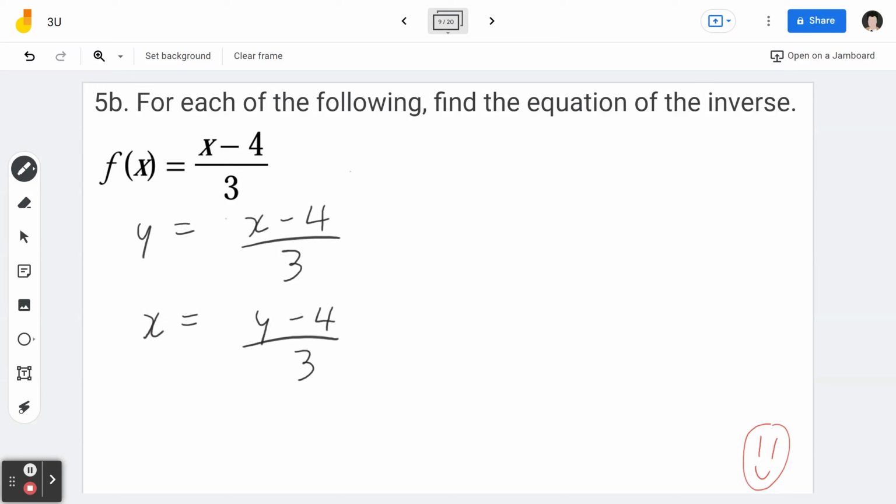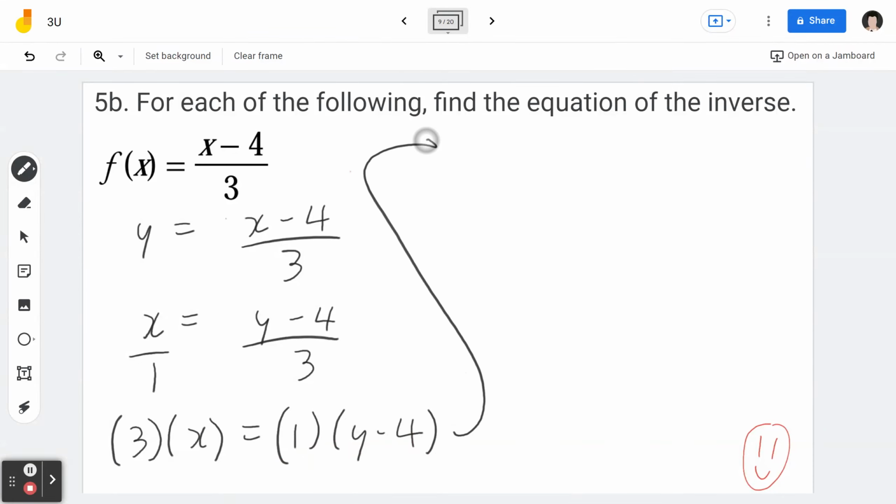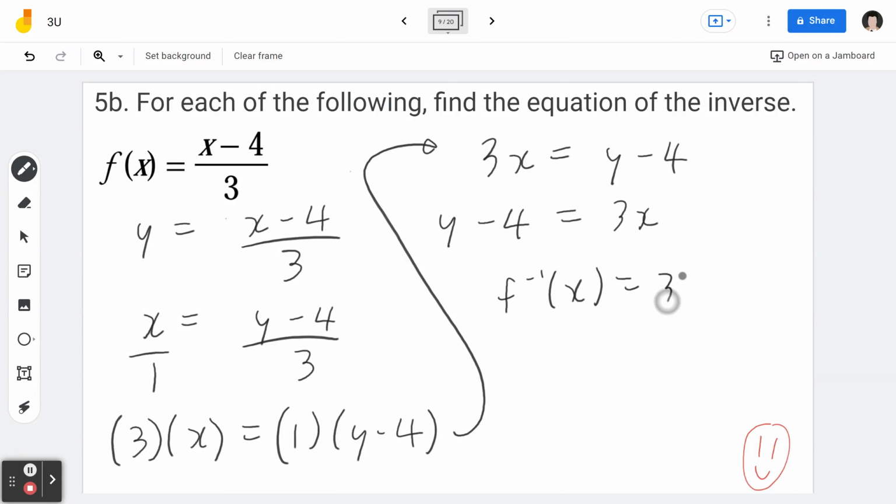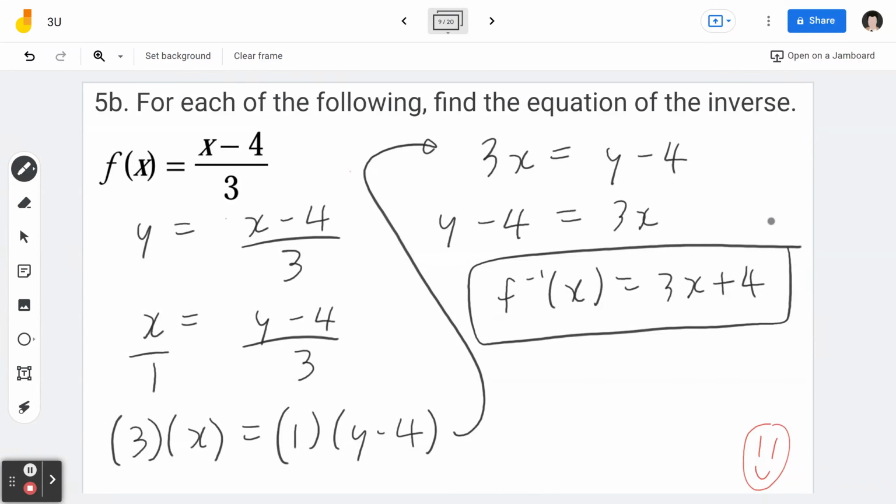The second step is to isolate for y. And again, you can think of x as x divided by 1. So one approach is you can cross multiply. So 3 times x equals 1 times y minus 4. If I continue in the next column, 3 times x is 3x. 1 times y minus 4 is y minus 4. Again, if you prefer the y minus 4 on the left, that's perfectly fine. Just rewrite it in this sequence. Once you isolate for y, that becomes the inverse, which is going to be 3x plus 4. I hope this makes sense.